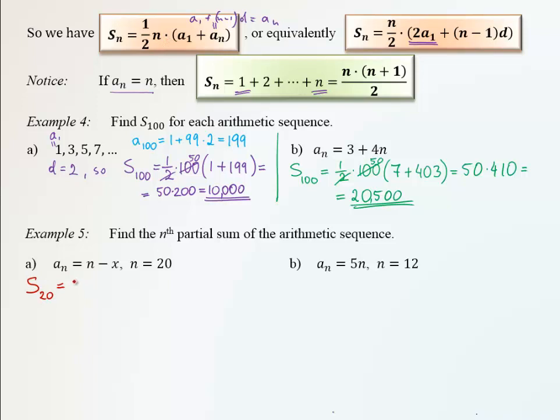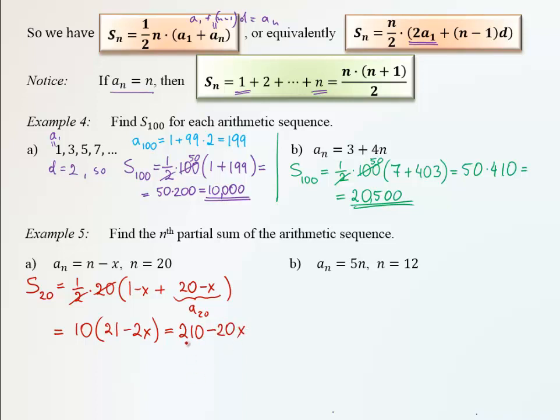Now according to the formula, this would be equal to 1/2 times n, but n is 20. And then the first term, that means a1 when n is 1, is 1 minus x, plus a20. How much is a20? Well, n is 20, so it's 20 minus x. Let's simplify this. The 2 and the 20 leave us with 10, and the bracket is 21 minus 2x. We can multiply through the bracket and we get 210 minus 20x as the final answer for the 20th partial sum.